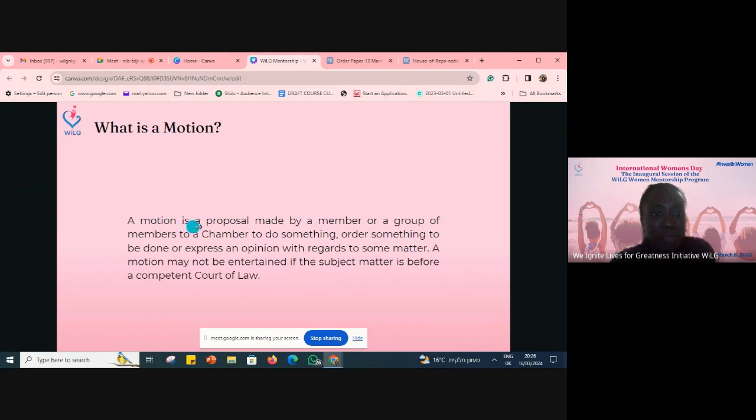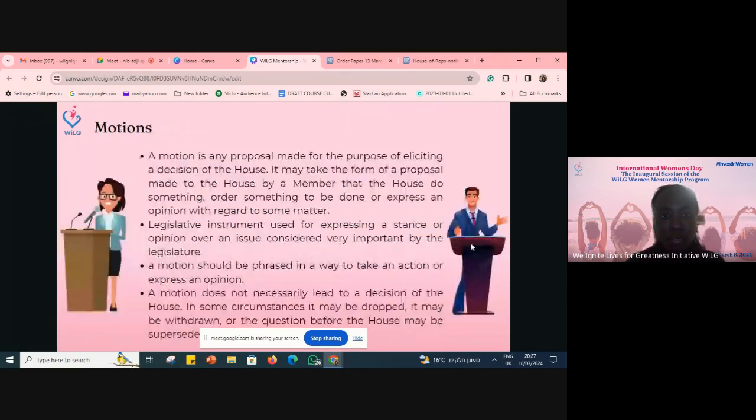So a motion is a proposal made by a member or a group of members in a chamber to do something, order something to be done, or express an opinion with regard to something that matters. A motion may not be entertained if the subject matter is before a court. So if your case is before a court, you don't want to bring it to the House.